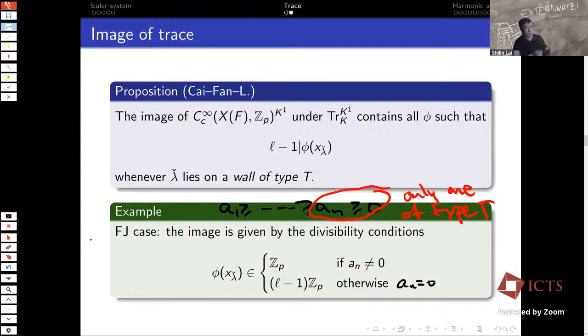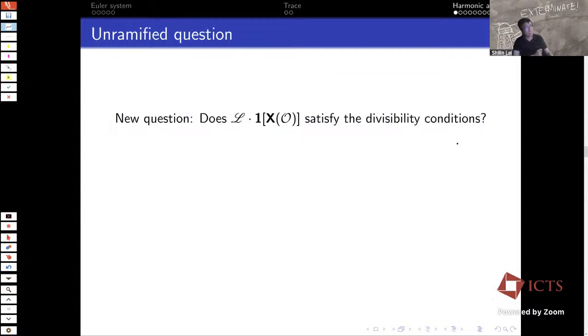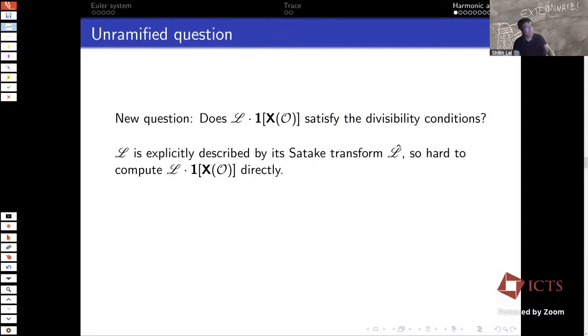Okay, so once we have the necessary condition, now we want to go to the other side, which is, does this basic function, when we apply this Hecke operator to the basic function, satisfy the conditions we found by geometry? So here, the Hecke operator, remember I said the Hecke operator should give rise to the local Euler factors. Hence the name Euler system.